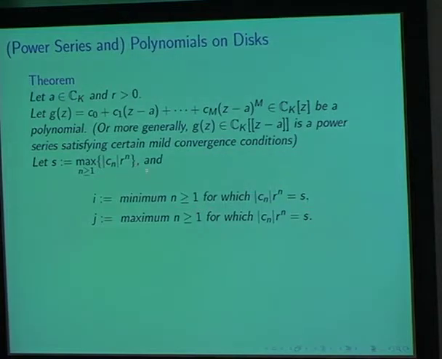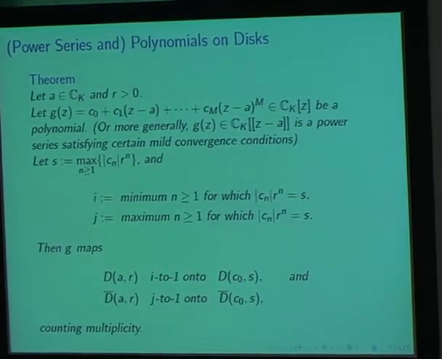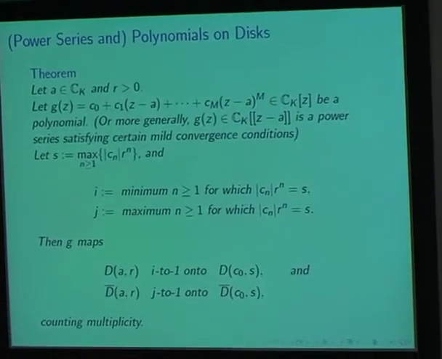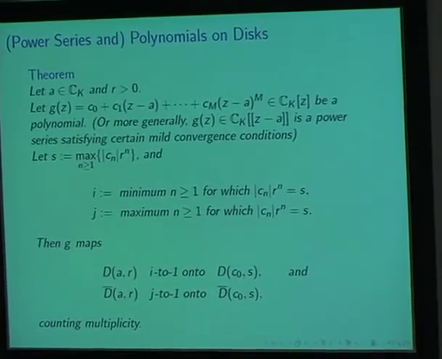The minimum n for where this quantity hits the maximum, and j to be the maximum integer for which it's attained. Of course, it's very possible that I could equal j, but maybe not. Well, it turns out that the image of the corresponding disk, either open or closed, under G, is a disk. It's not some crazy twisted thing, it's a disk. It doesn't have any holes in it, it's just a disk. Okay, so non-archimedean fields are really much easier than complexes, as our calculus students knew.